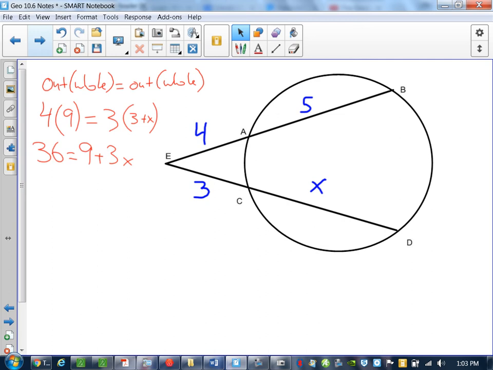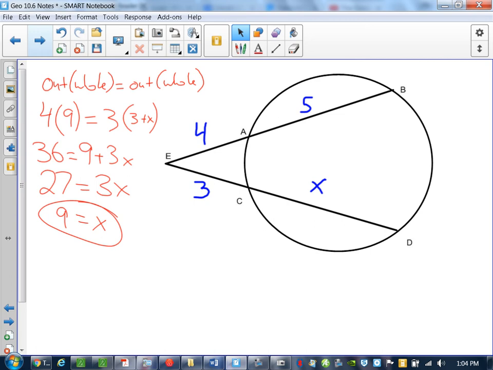Okay? And now you're back to a very quick 2-step equation. When I have to do 2 steps here, first thing I do is subtract out the 9. What do you get? 27. Good. And then lastly, divide by 3, and you get? 9. You're done.